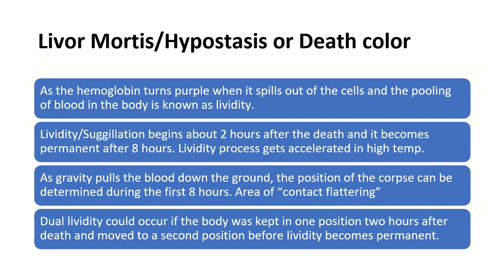As gravity pulls the blood down towards the ground, this blood will be accumulated on the surface or the area touching the ground. This is known as area of contact flattening. It may be ground or bed or chair, anything. Dual lividity, or lividity at two positions, is observed in cases when, after 2 hours of death, the body is moved to a second position.